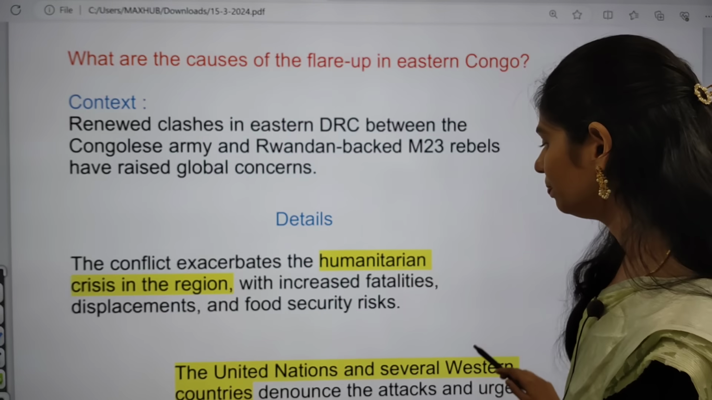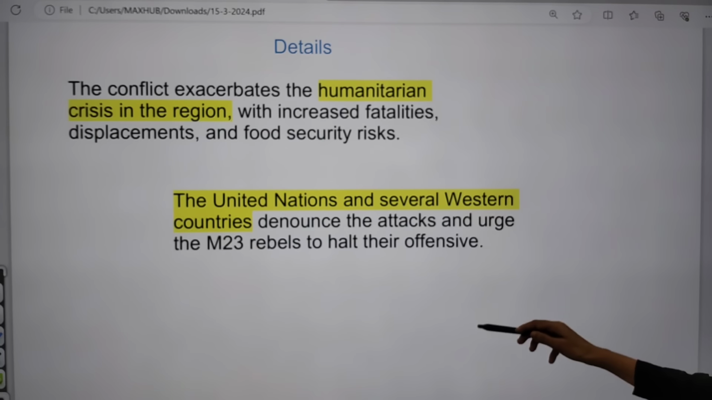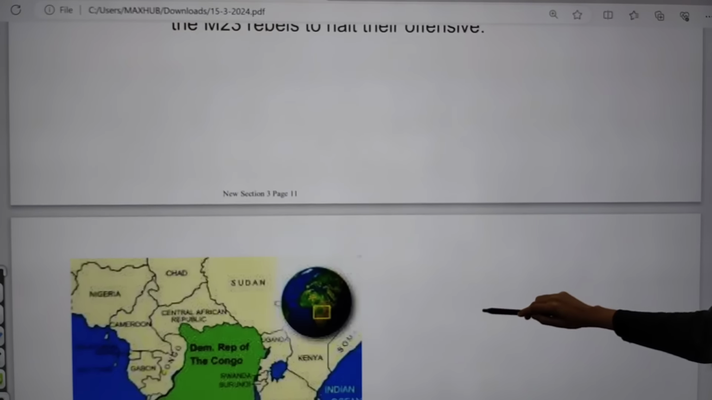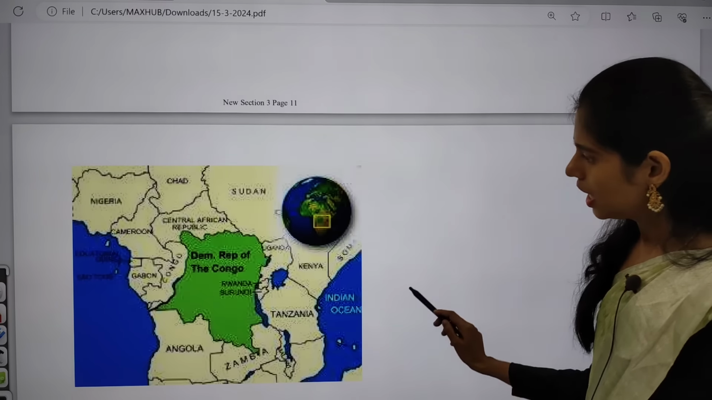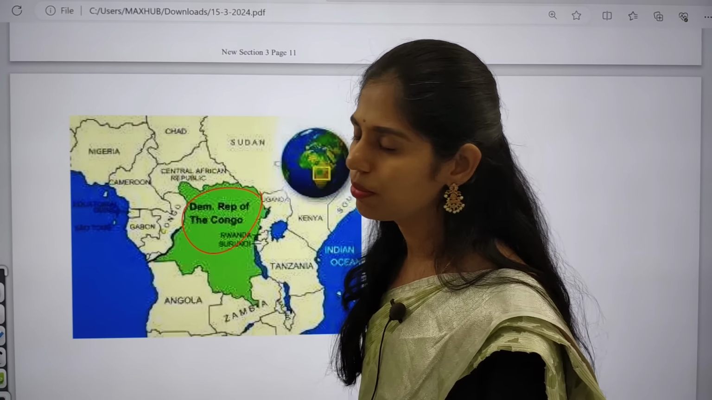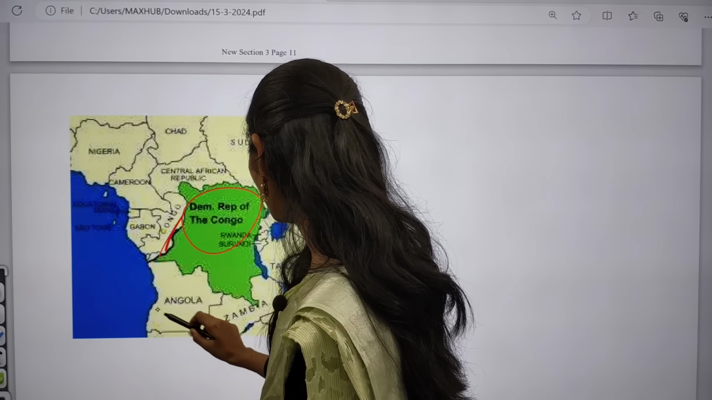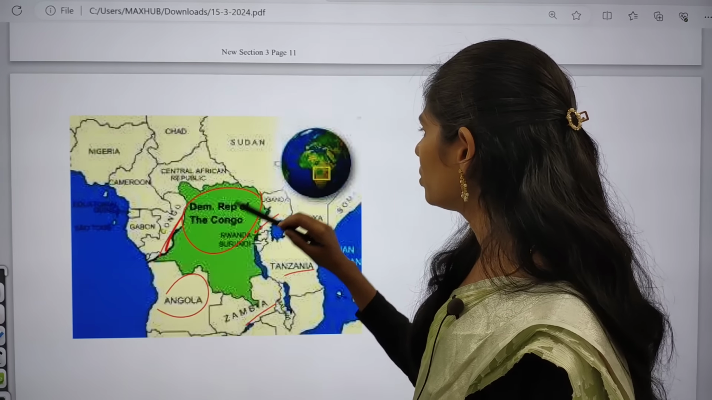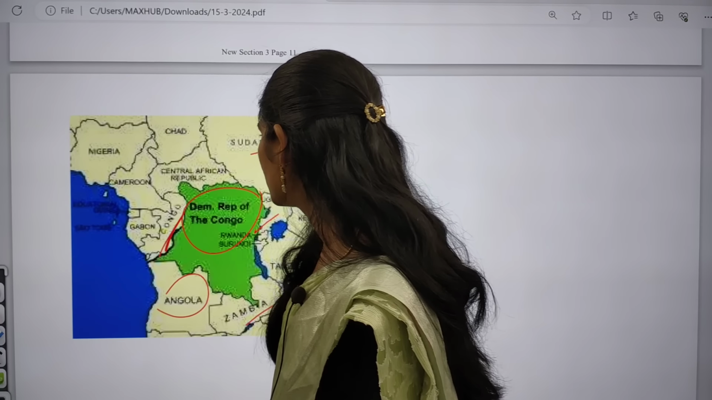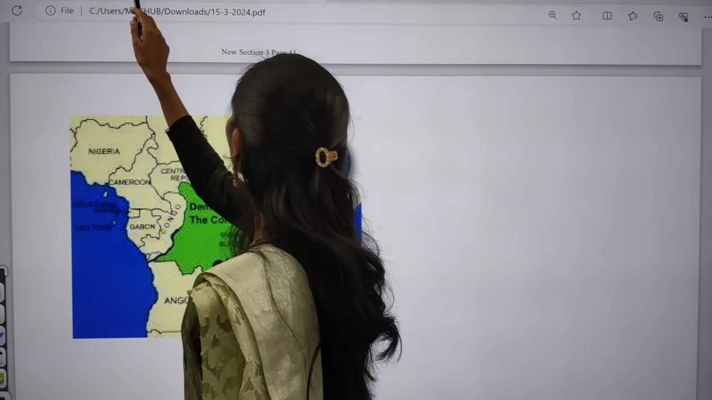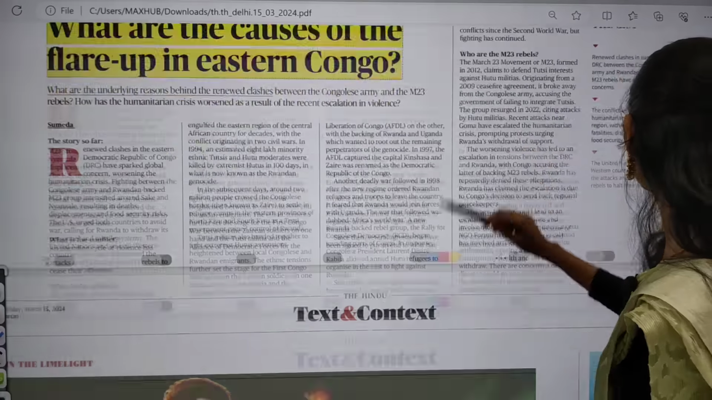These are all the problems faced by the people present in this DRC region now. And now the United Nations and several Western countries denounce the attacks, and they argue that these M23 rebels are offensive, so they have to stop. And if you see this map, this is the Democratic Republic of Congo. The countries sharing a boundary: here Angola, here Zambia, Tanzania, here we have Rwanda. Okay, you have to see these countries like Sudan, Central African Republic. They are sharing the boundary. Okay, and now let us move on to our news page.